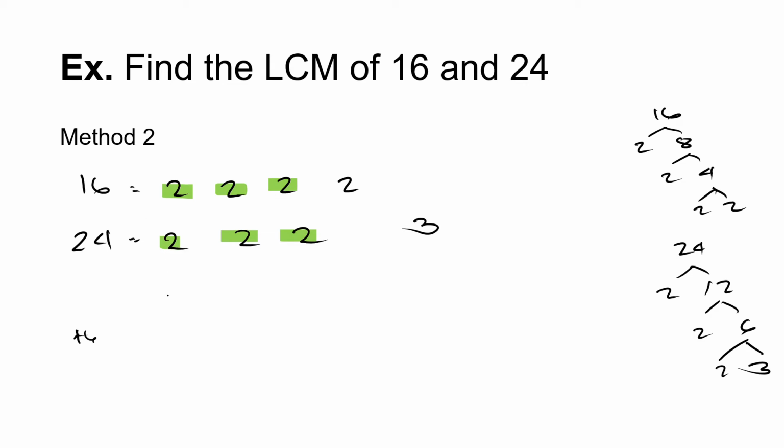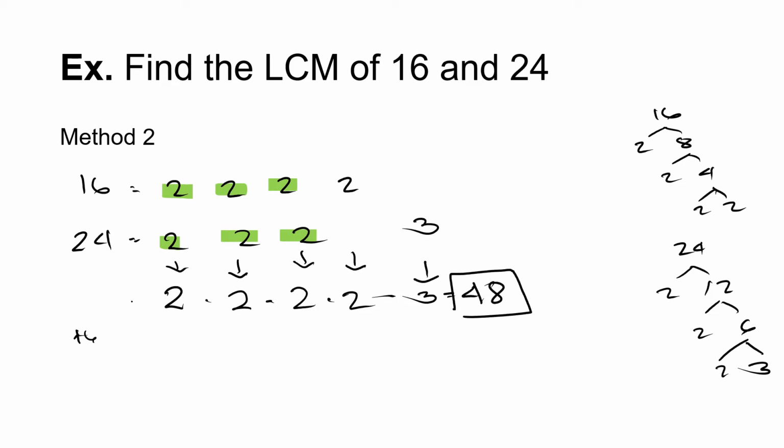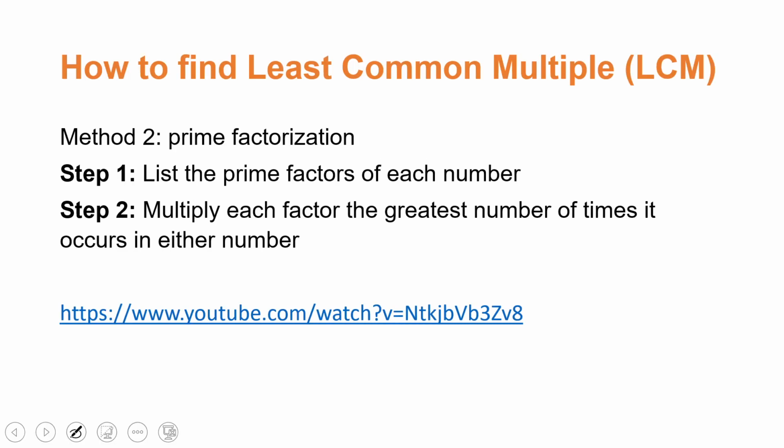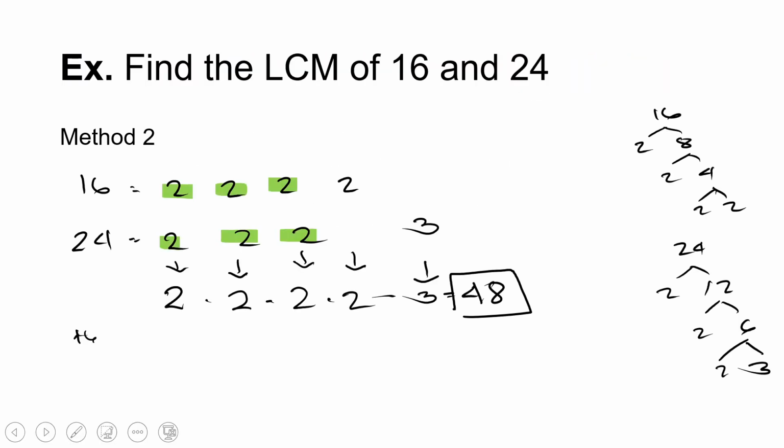So this group represents this 2, this group represents this 2, and this group represents this 2. I will bring down the 2, I will bring down the 3, and I'll multiply the rest: 2 times 2 times 2 times 2, which is 16, times 3 is 48, and that's your LCM. So if you're still confused, please watch the video for method 2. It will help a lot. It's not my video, it's a better video, better production. Anyway, going off topic.